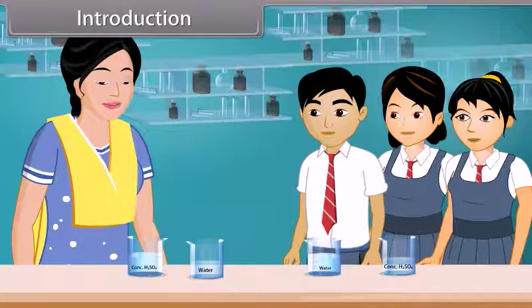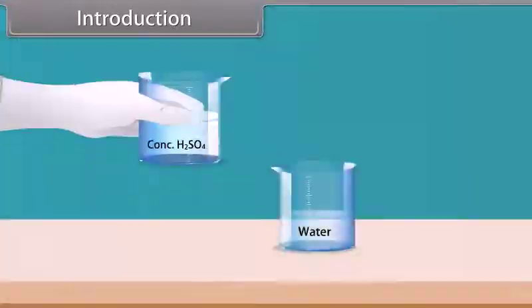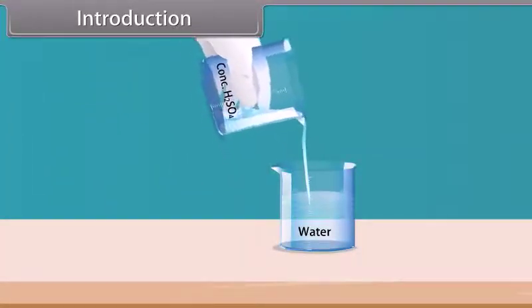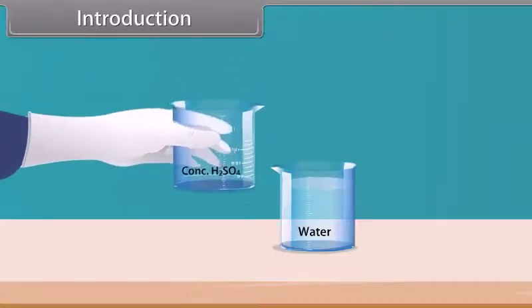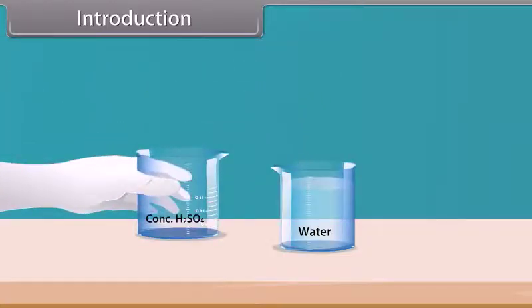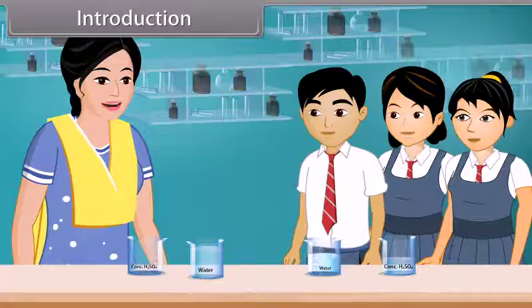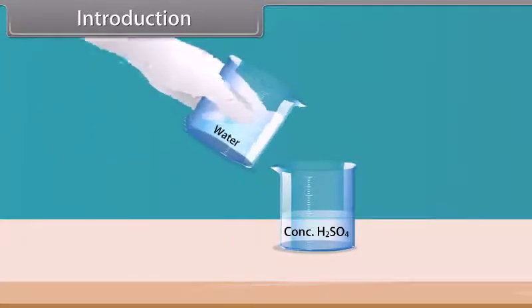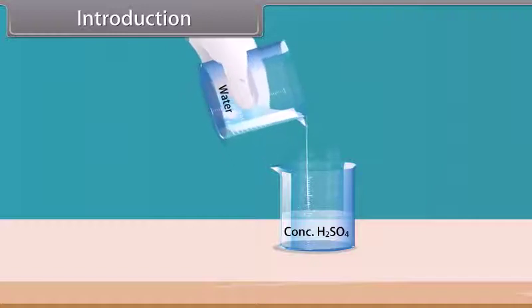Students, today we are going to perform an experiment in our chemistry lab. For this experiment, we require two important components, concentrated sulfuric acid and water. Firstly, we add concentrated sulfuric acid into water very slowly. Both are mixed smoothly. Now we add water into concentrated sulfuric acid slowly. Students, see carefully what happens now.